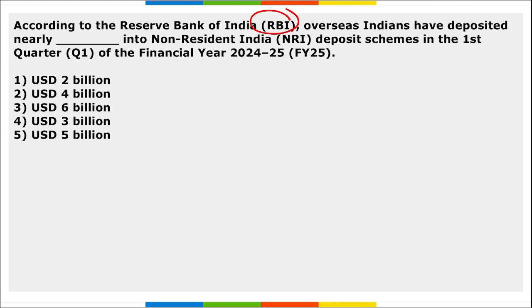Next, according to RBI, overseas Indians have deposited nearly how much amount into the NRI deposit scheme in the first quarter of FY25? So it is how much amount that has been deposited? It is close to $4 billion that has been deposited by NRIs, correct? And this is in the first quarter of FY25.